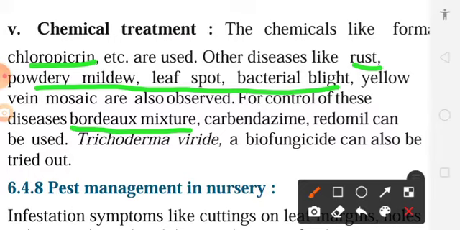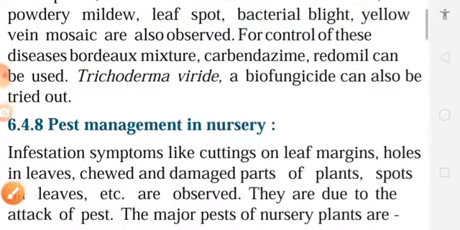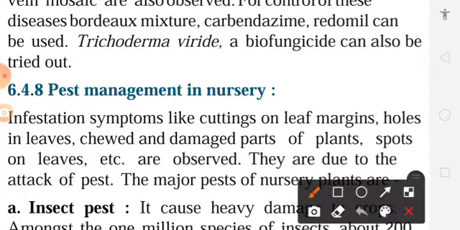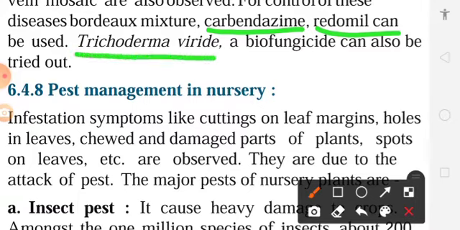If the water content is reduced, it becomes Bordeaux paste, which is applied on the trunk of the plant. Otherwise, if the water content is increased, it becomes Bordeaux mixture, which can be drenched in the bed. Along with Bordeaux mixture, we can also use carbendazim, Ridomil or Trichoderma viride, which is a biofungicide. Any of the biofungicides can be used.